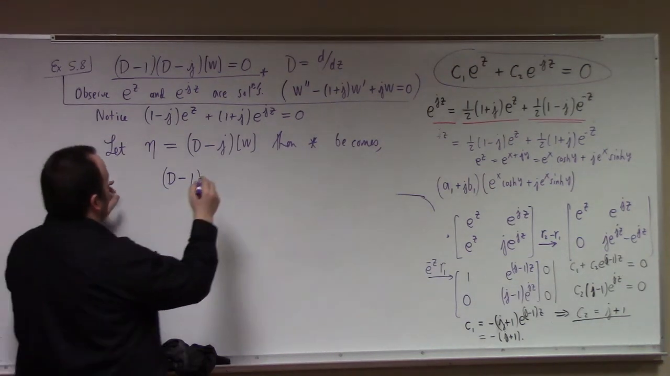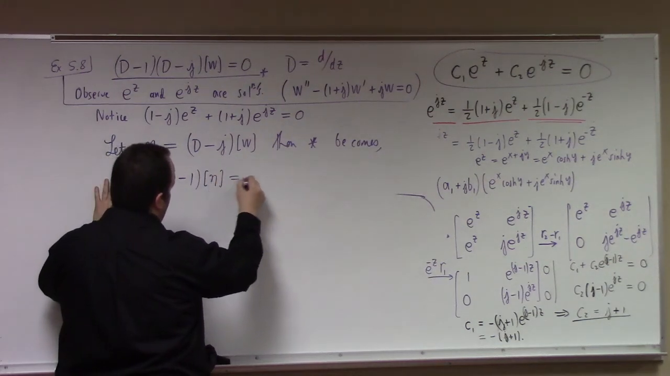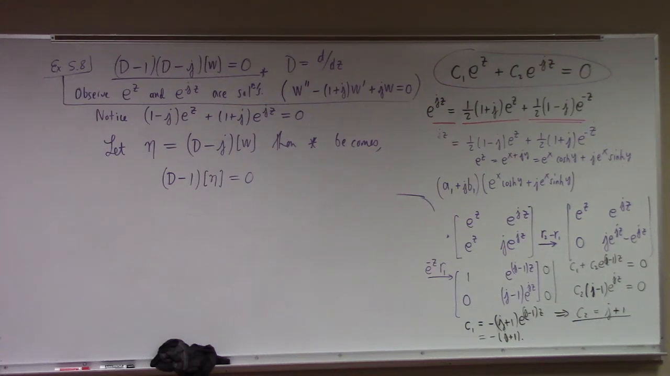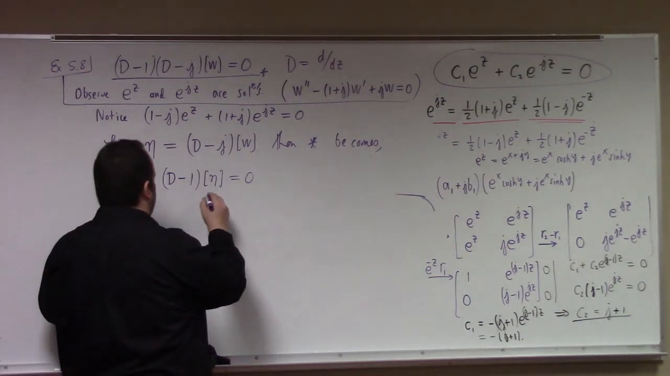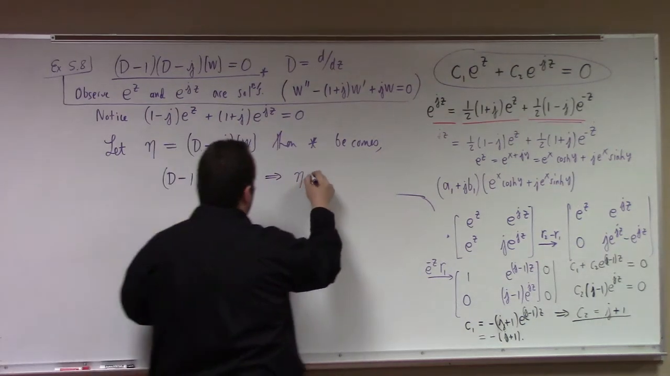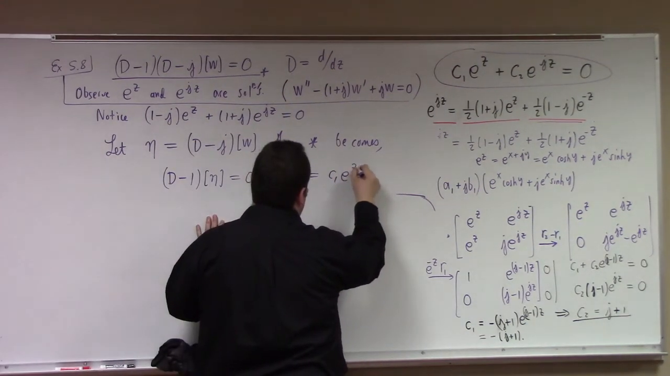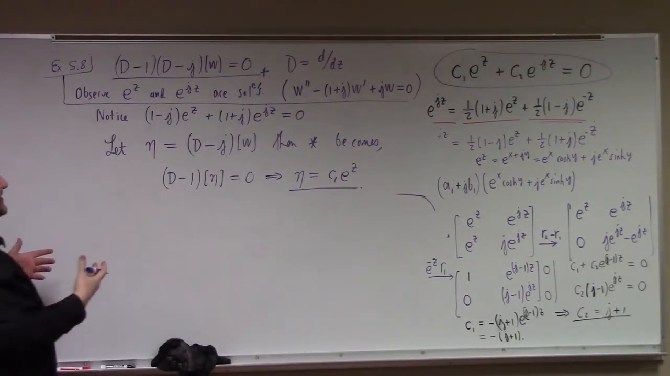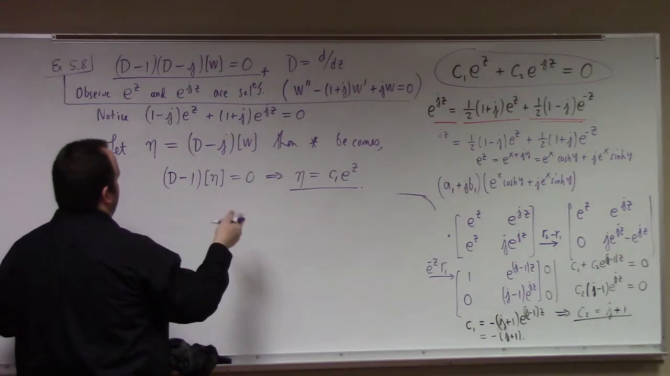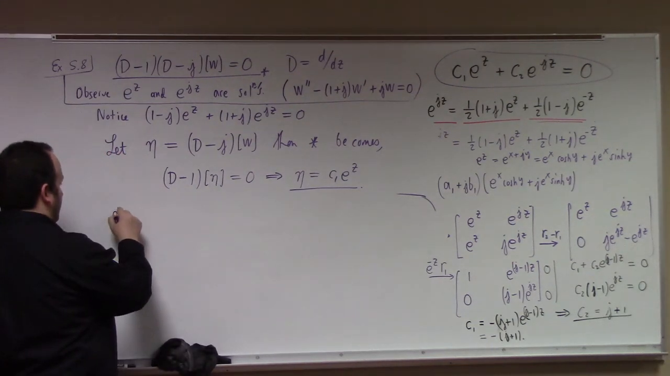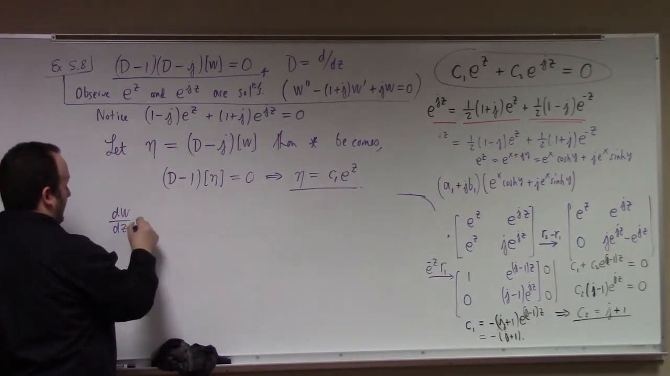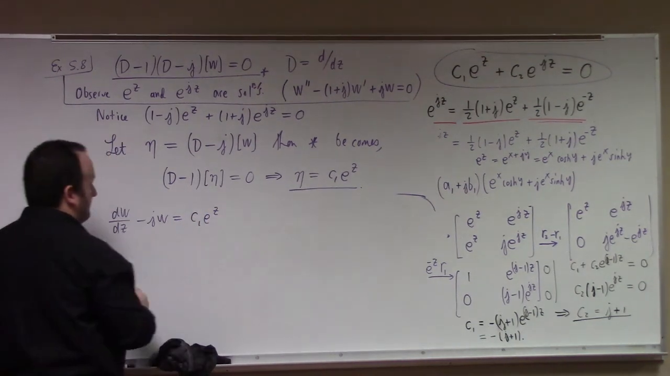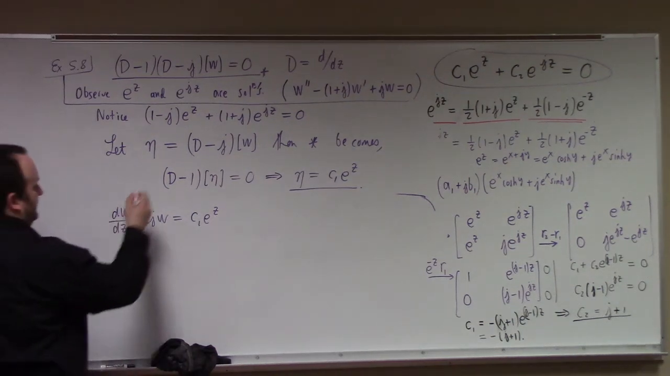But anyway, okay, so what do we face? We face this guy. Can you solve that? This we can solve, right? This is nothing more than eta equals c1 e to the z, right? Yay. So then what do we have to solve? We have to solve, what was eta? So now we've got dw/dz minus jw equal to eta, which is c1 e to the z, right? So we've got to solve that.